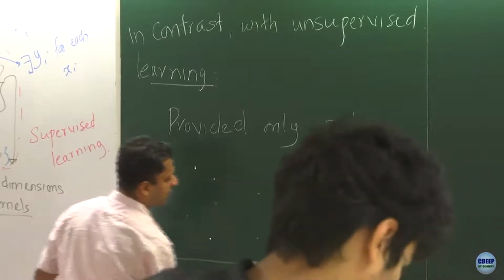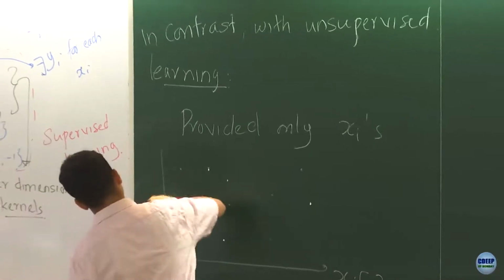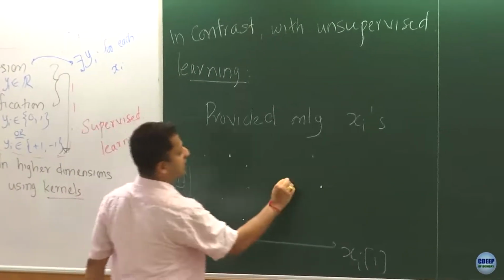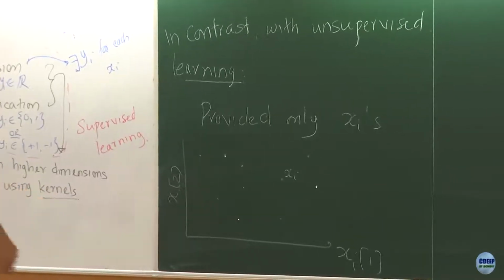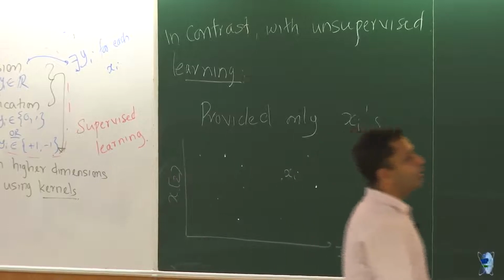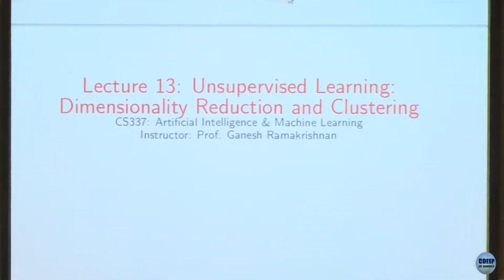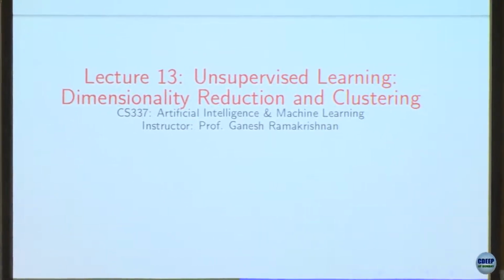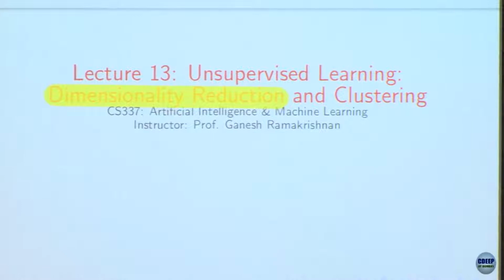Let's say x1, x2, and these are the different points. This is an xi, in two-dimensional space. What can you do with this is the question. The first thing is something called dimensionality reduction. That's one treatment. I'm going to give you a bird's eye summary of what this will entail.